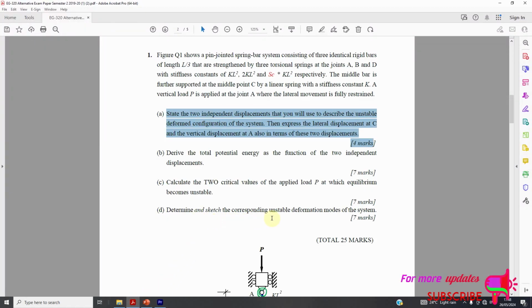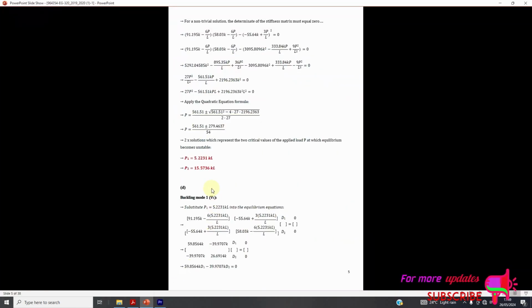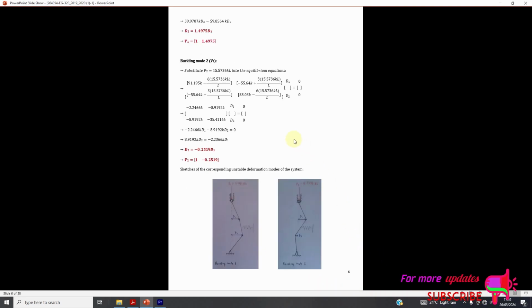Now determine and sketch the corresponding unstable deformation mode of the system. Now the buckling load P1 is this one. So substituting into our matrix and then making those linear equations, you will get that d2 is equal to 1.4975 d1, and the mode vector is 1 and 1.4975. Okay, now for buckling mode 2, substitute now P2. Now you arrive at d2 equal to negative 0.2519 d1. Now the mode vector is 1 and negative 0.2519. Now the sketch of the corresponding deformation is as shown in the diagram.